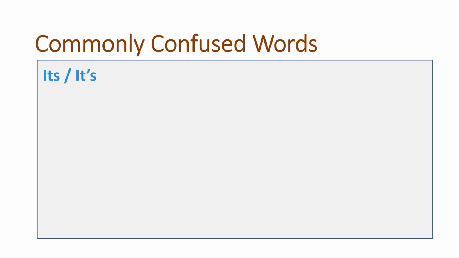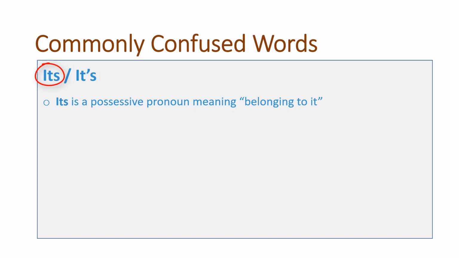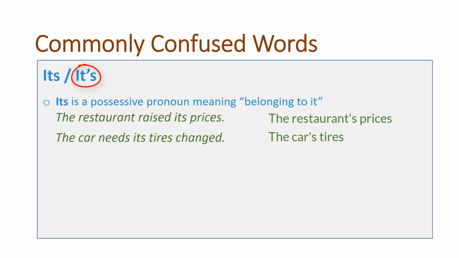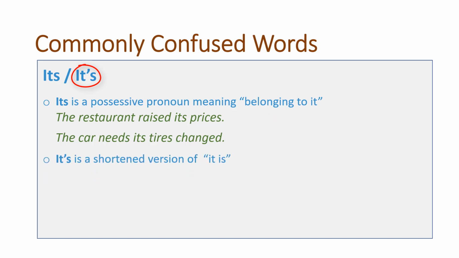It's and its. Mixing up its and it's is a very common mistake. Luckily, it's very easy to check whether you are using the correct one. Its without the apostrophe is a possessive pronoun meaning belonging to it. The restaurant raised its prices. The car needs its tires changed. The prices belong to the restaurant. It's the restaurant's prices. The tires belong to the car. It's the car's tires.